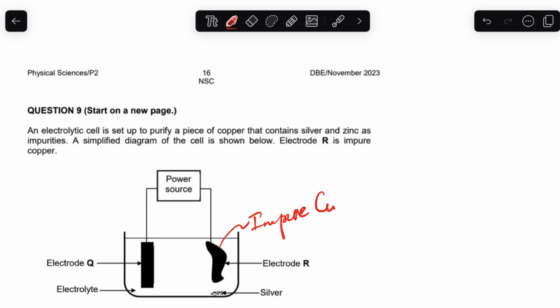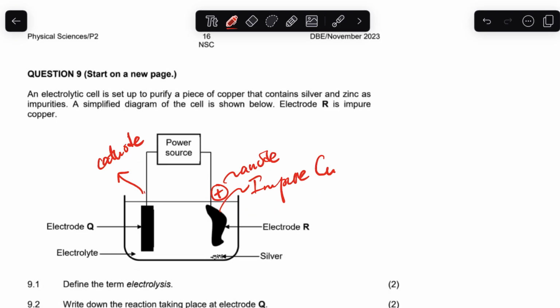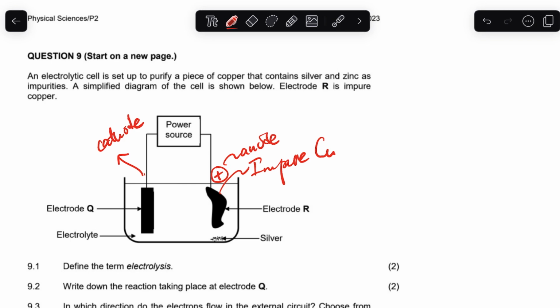Now we know the impure is the positive, which is the anode, right? And then that simply means this side is going to be the cathode where the reduction takes place, right? And if you see here, this impure is purified to that one. So that means the copper ions, Cu2+, Cu2+, Cu2+, are going to fall off there.